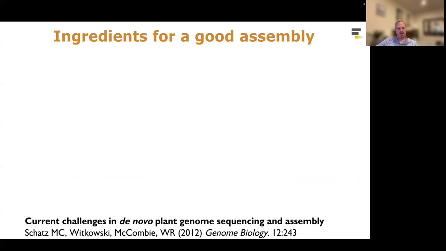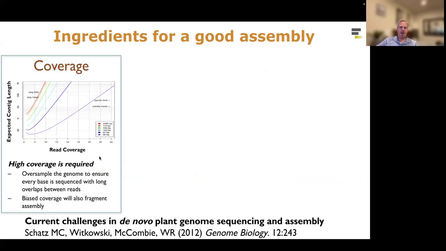So if you're going to attack a new species where you want a good reference genome, there's a few ingredients that you just absolutely have to have in order to get a good assembly. At the top of the list is sufficient coverage, right? The sequencing process is random, so there's no guarantee intrinsically that you're going to find overlapping reads. So the strategy is to oversample the genome with the amount of sequencing that you're going to do, such that you have a higher likelihood that there will be long overlaps. And we'll say a lot more about coverage in just a minute.